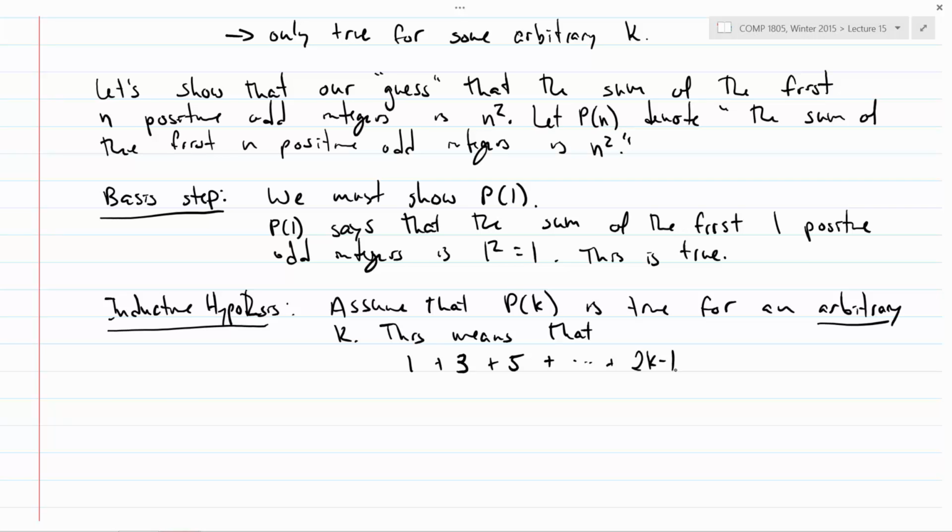But if you don't see that, well, what's the sum of the first one? If it was the first one, k would be 1, and I have 2 times 1 minus 1, which is 1, and that's the correct answer. So that's how I know that it's 2k minus 1. And if pk is true, then this thing equals k squared. If pk really is true, then what pk says is that that summation is correct.